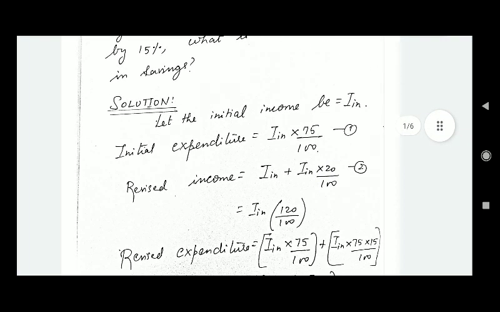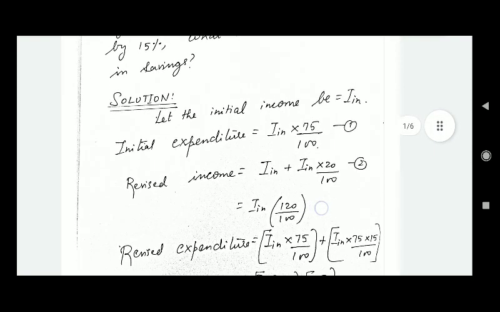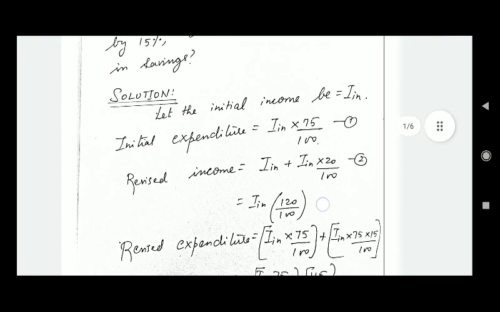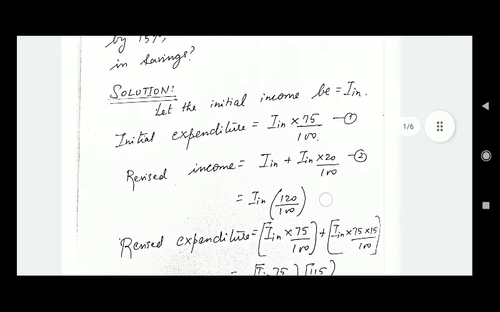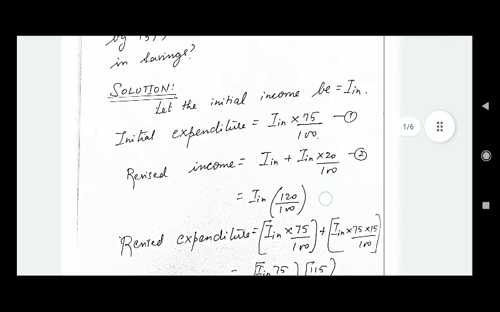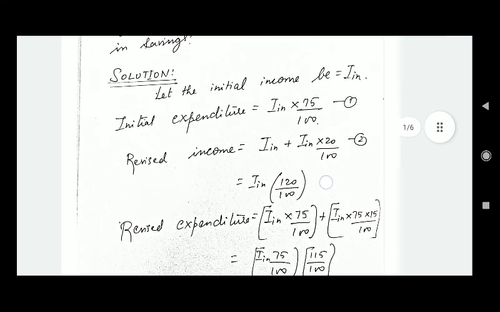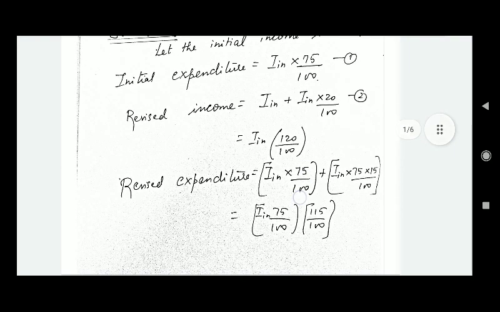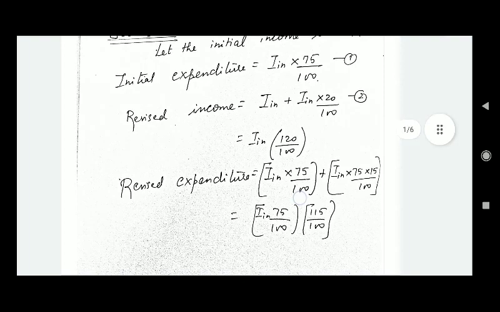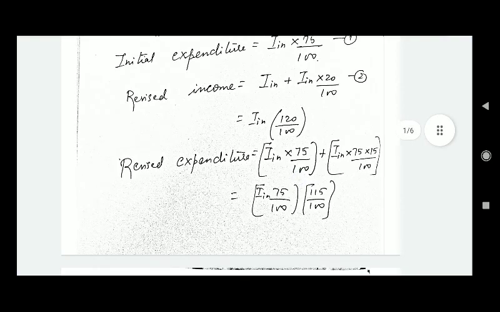Let us keep the initial income to be I in, and since expenditure is expressed as a percentage of income, and that too 75% of income, E in, the initial expenditure, is given as I in into 75 by 100. Now the revised income will be 20% more than the original income, so I in plus I in times 20 by 100, so I in into 120 by 100.